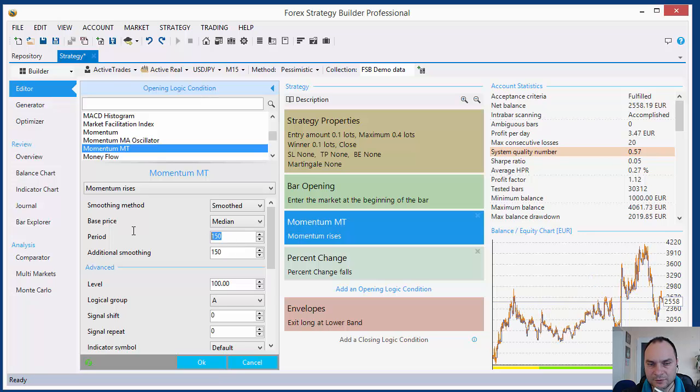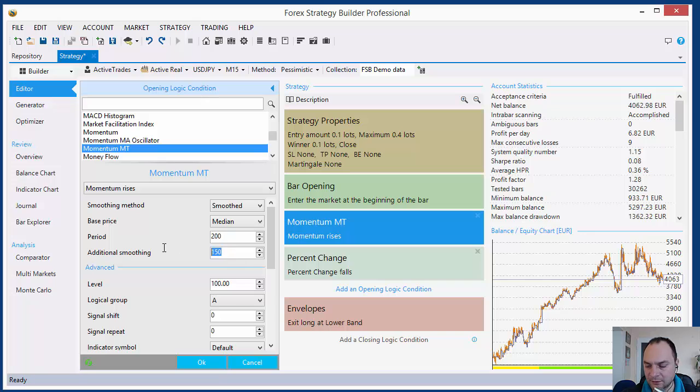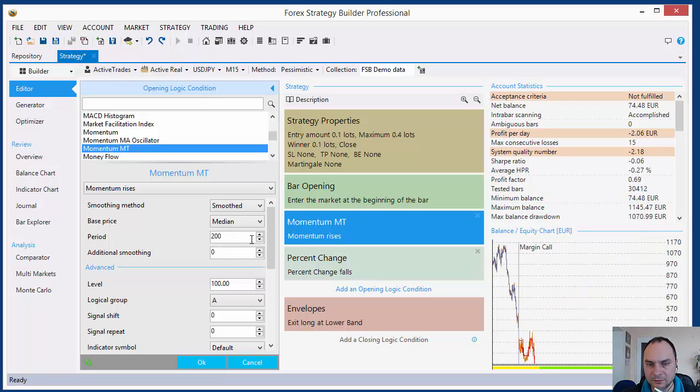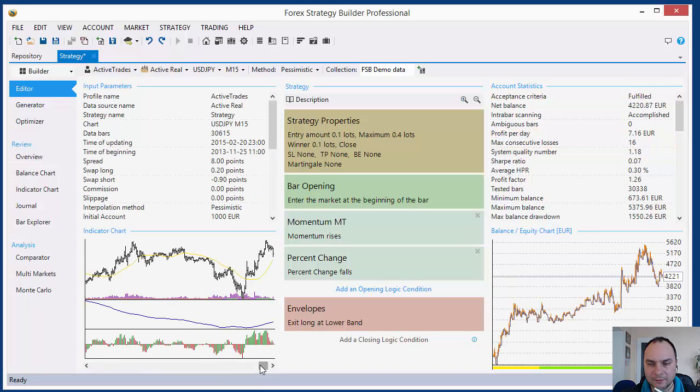Try with different options. 60. Period and additional smoothing. I don't like that. Let's increase. I think the maximum is 200 and set here 0. Simple. And price close. No. It's not working very well.